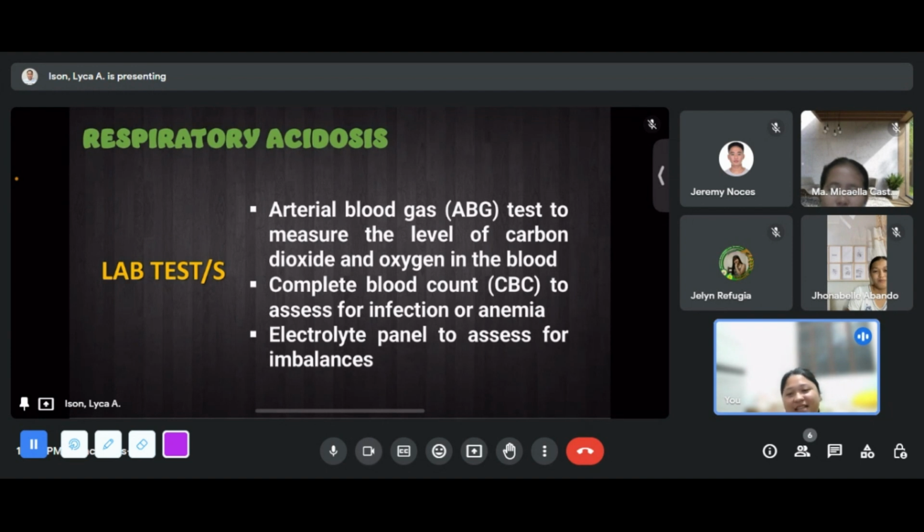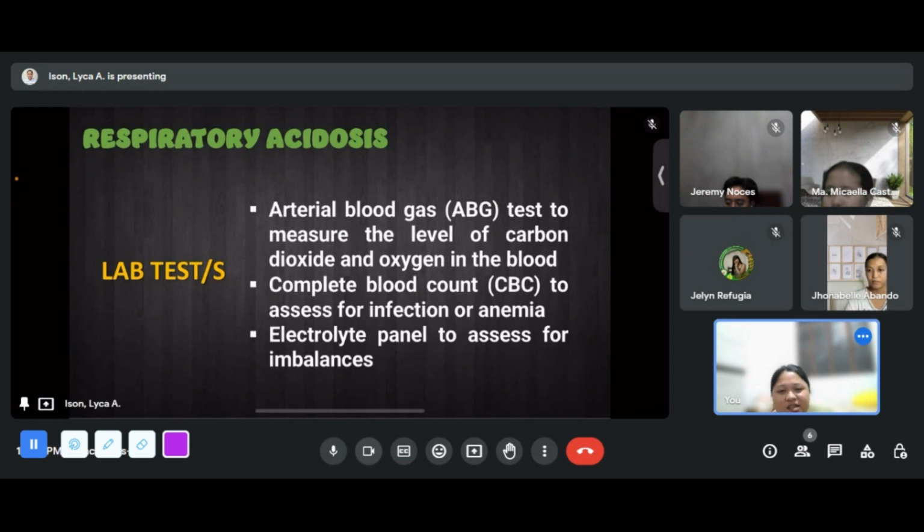So, the lab test, yun nga yung arterial blood gas or the ABG test to measure the level of carbon dioxide and oxygen in the blood. Next is the complete blood count or CBC. Ito yung kinukuhanan ng dugo tapos, ayun, chinecheck nila sa lab to assess for infection or anemia, and the electrolyte panel to assess for imbalances.